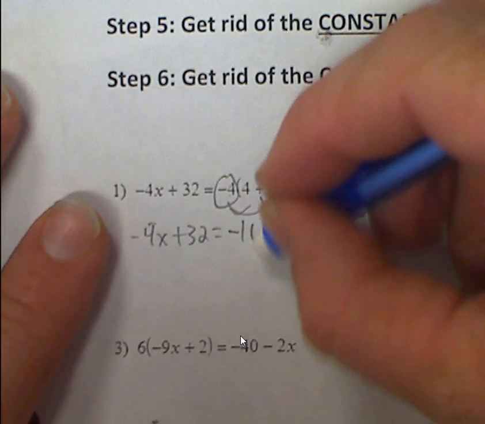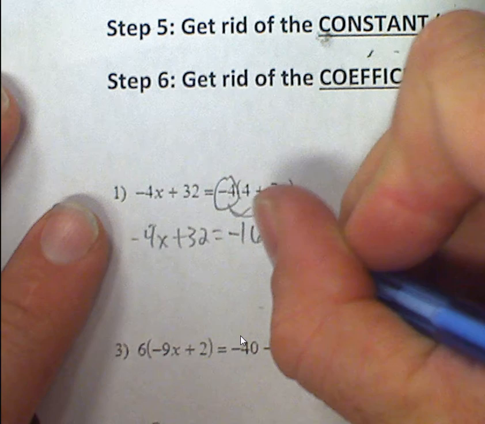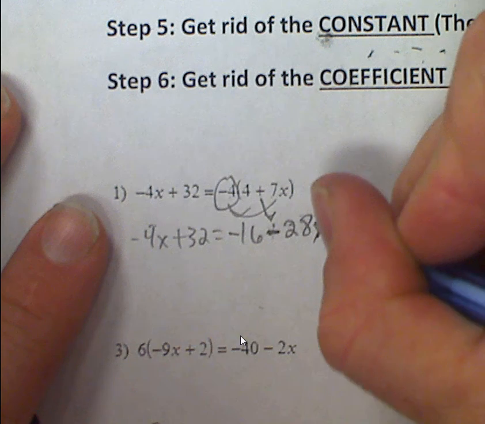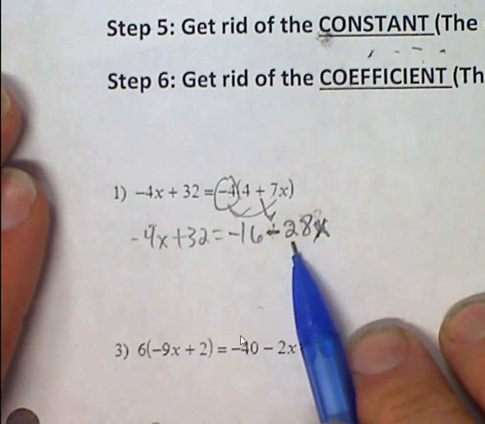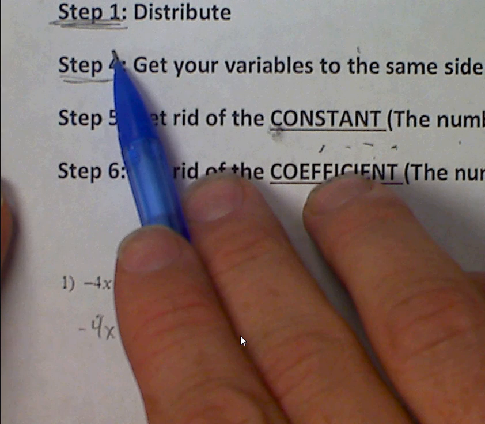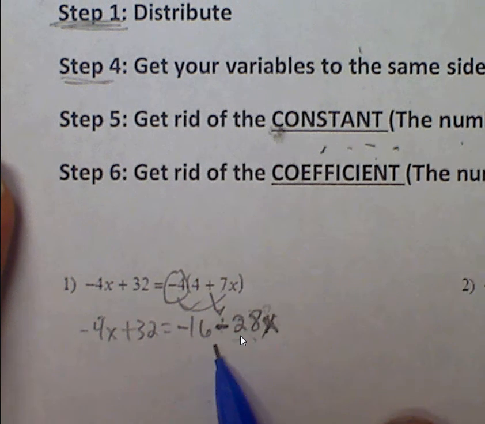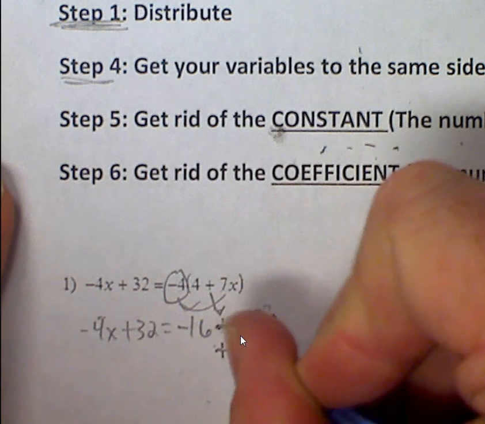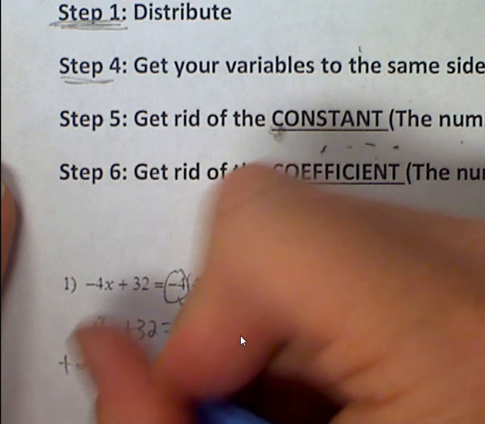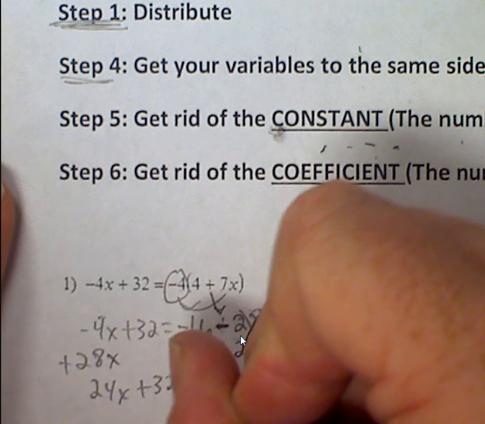What I like to write, I know I'm erasing, is I like to go ahead and just say negative 4 times 7 is negative 28x. So let's go ahead and keep it like that. Step 3 would be combine like terms on the same side, but we're going to skip that for now and go ahead and get to step 4 because I have to get my variables to the same side. So I'm going to bring my 28x over. That leaves me with 24x plus 32 equals negative 16.